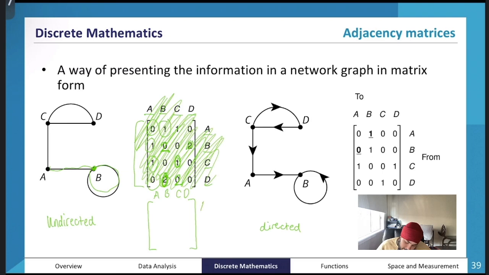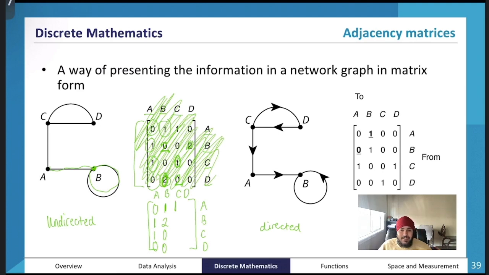So A, B, C, D, A, B, C, D. Looking at A, it's connected to B and it's connected to C. So B and C, and I put a 1 there because it's only connected through one edge to B and C. And then looking at B, it's connected to itself, and I'll put a 2 here because it's a loop. And then it is also connected to A, so I'll put a 1 here. So 0, 0.